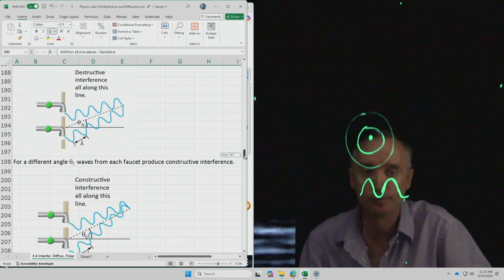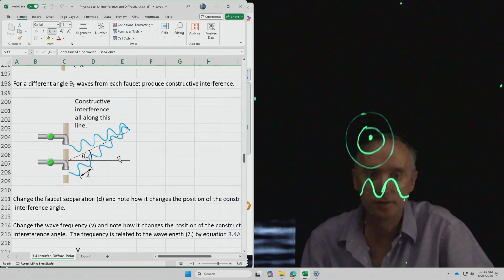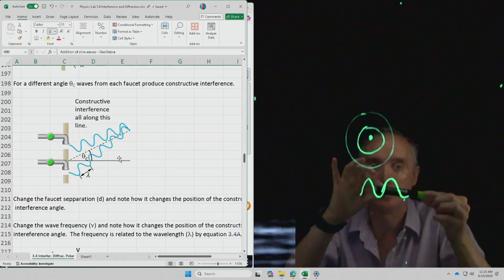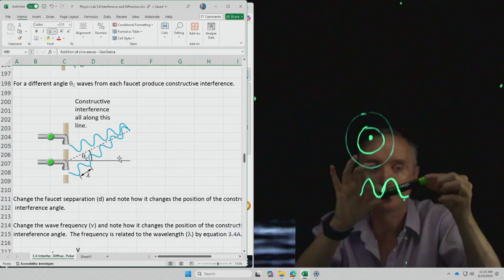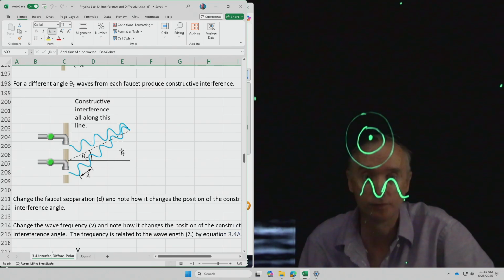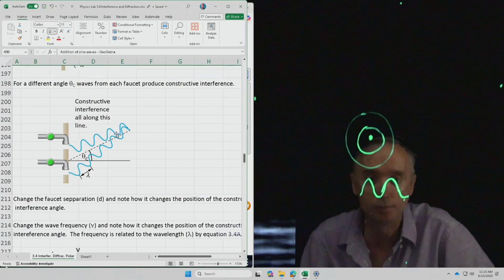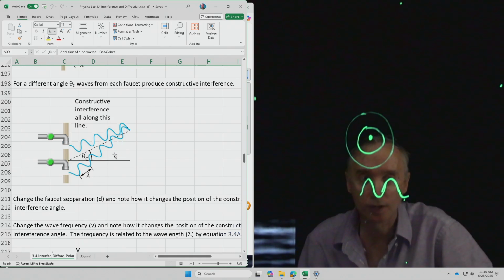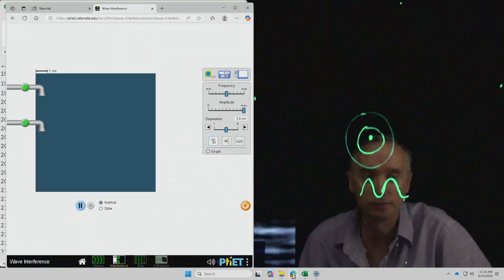But now take a look at this one. This is a different angle. So at this angle it might be destructive, but then at a different angle it might be constructive. So again, look at the blue line. Do you see that this blue line is going up at the same time that this blue line is going up? So that's constructive interference.